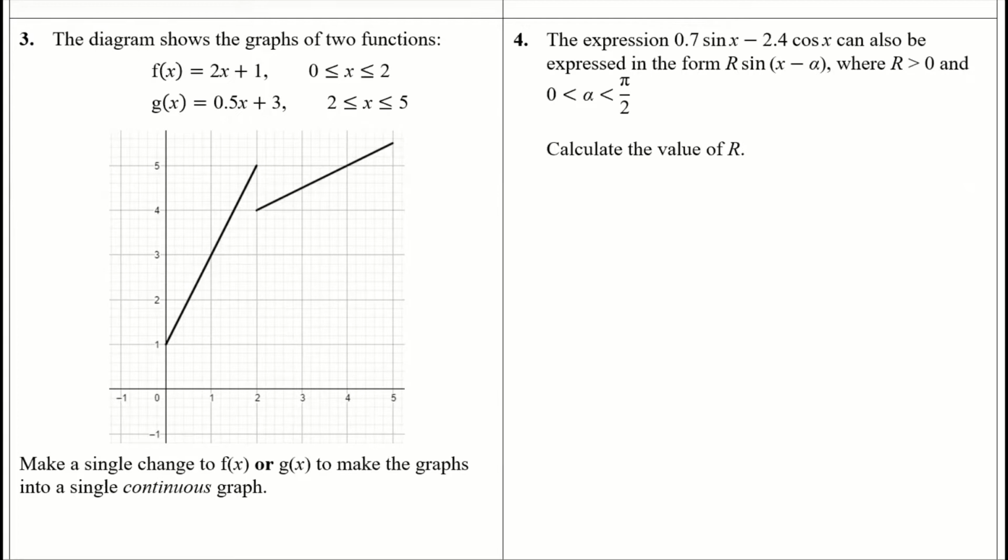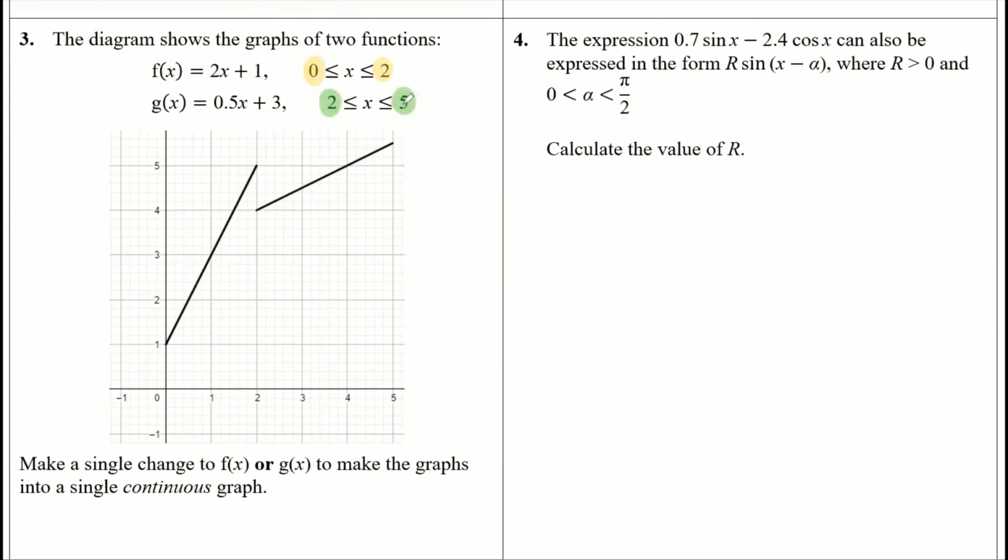Well, if you notice, the functions are defined for very limited domains. So f is only defined between 0 and 2, as you can see here, inclusive. And you can see how this just produced a short line. It's not an infinite line like you would get for f of x equals 2x plus 1 when x is all real numbers. And also g has a restricted domain of 2 to 5.